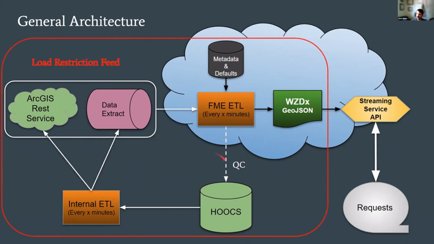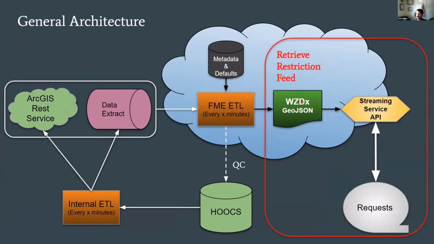Loading the restriction feed onto the server by taking the HOOCS database, performing this ETL, and then storing that GeoJSON locally, and then retrieving that GeoJSON feed. That way, every time a request is made for that feed, it happens nearly instantaneously because it's already been built. And this is always available because it's only ever overwritten every 5 minutes or every 3 minutes as the feed is updated, rather than having to wait for the 30 seconds or the 40 seconds to build this feed here. So that's the overall architecture that this system is using and the general design idea behind this.